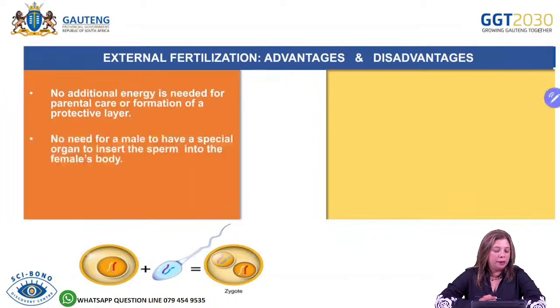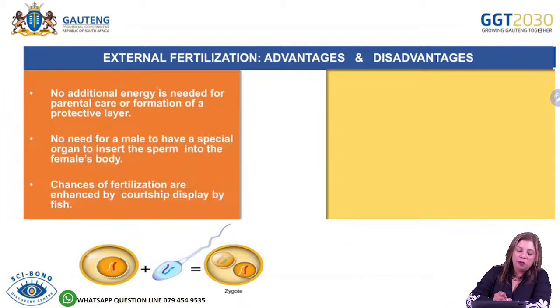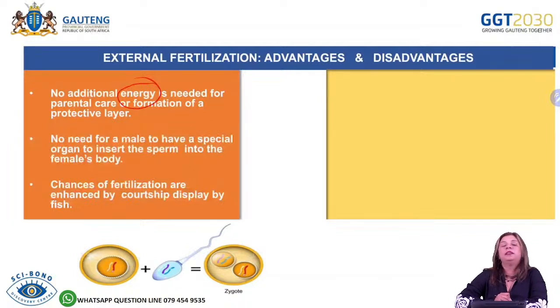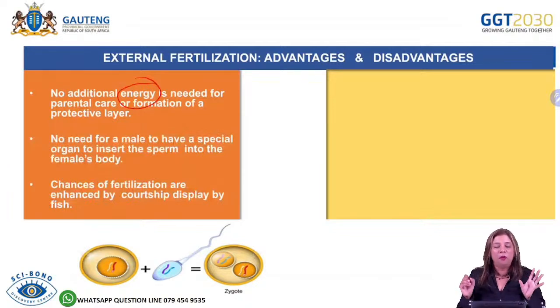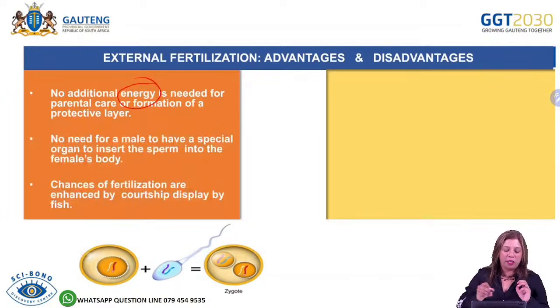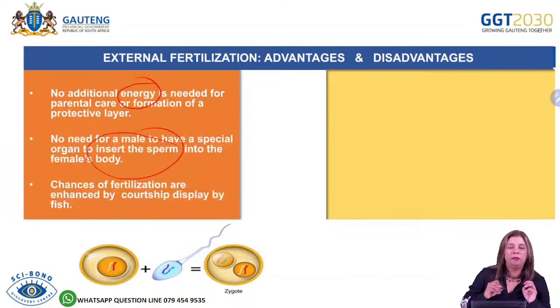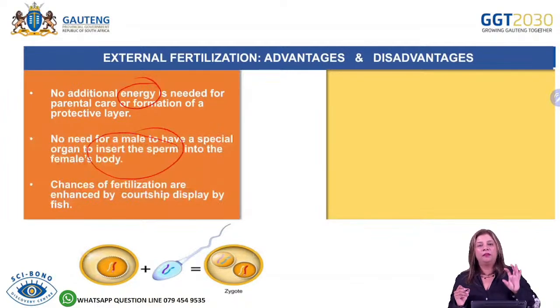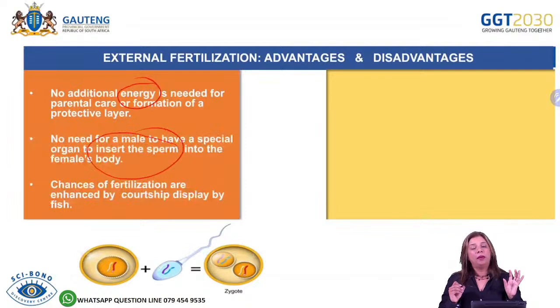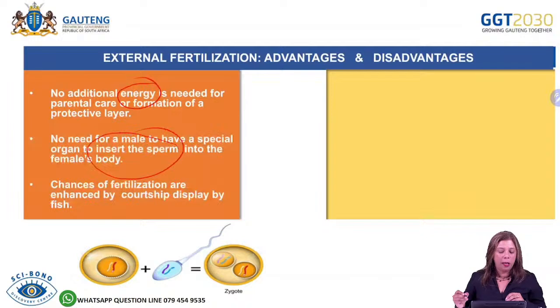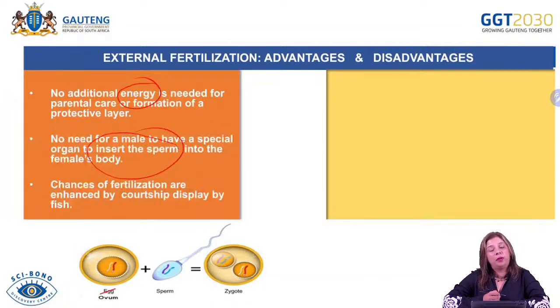So if we look at external fertilization, you don't need additional energy because there's no parental care involved. The eggs are laid and then the sperms are deposited over the eggs, so there's no parental care. No need for the male to have a special organ to insert the sperm inside the female's body. Remember, even with the fish, the female lays the eggs and the male comes and deposits the sperm over. So he doesn't need to insert it inside the female's body. Chances of fertilization are enhanced by courtship displayed by fish. You know the fish do the wiggling, so there's courtship behavior, so this helps for external fertilization to take place.